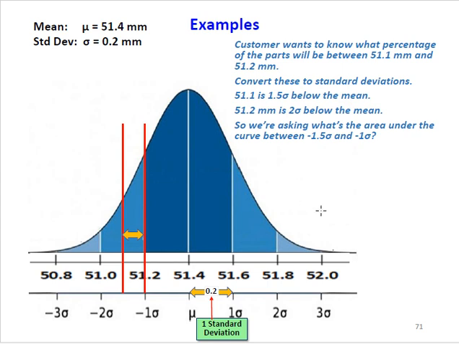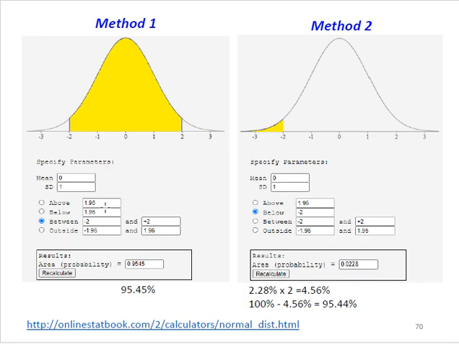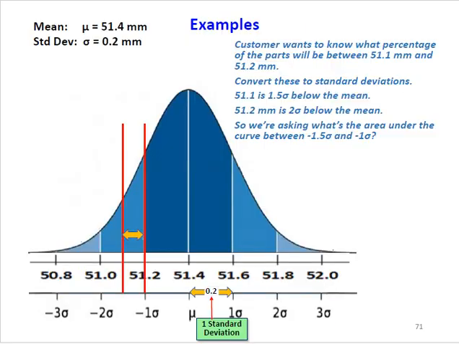Now the customer wants to know what percentage of the parts will be between 51.1 and 51.2, this little tiny area. And we are going to do the same thing. You can convert these into standard deviation, because the standard deviation is needed for you to calculate it. Now we're given the real world problem, so we have to transfer that into standard deviation.